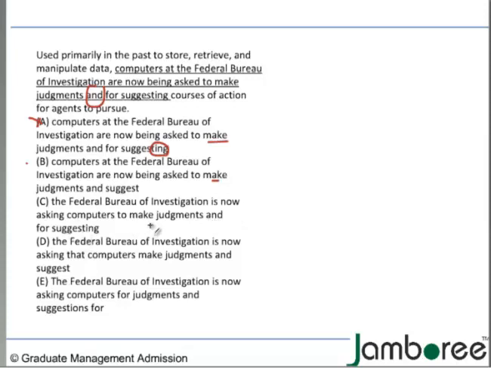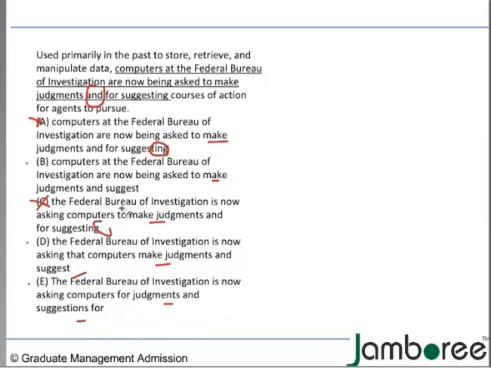Now asking to make judgments and "ing" for out. Now ask that make judgments and suggest courses. Okay, this is also good. I stick with this. Computers for judgments and suggestions. Okay, this is also good, right?